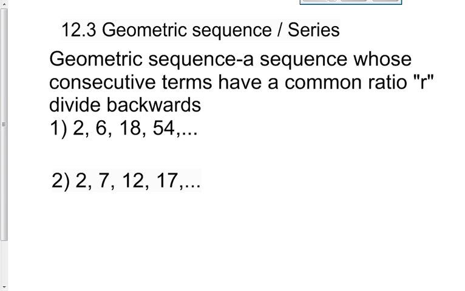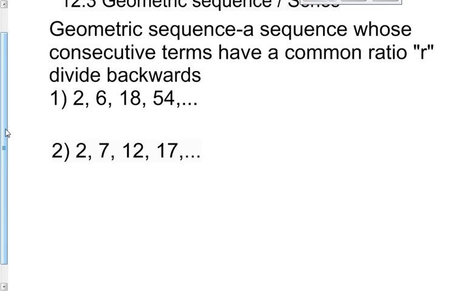All right, so first up we have a definition. A geometric sequence is a sequence whose consecutive terms have a common ratio r. Yesterday we were talking about the arithmetic sequence, and we had a common difference. We subtracted backwards and got a d value. Today we're going to divide backwards, and we're going to get a common ratio. So again, remember to divide backwards.